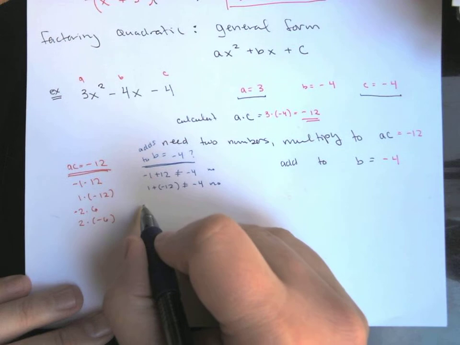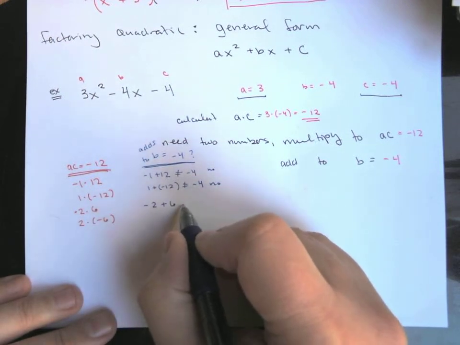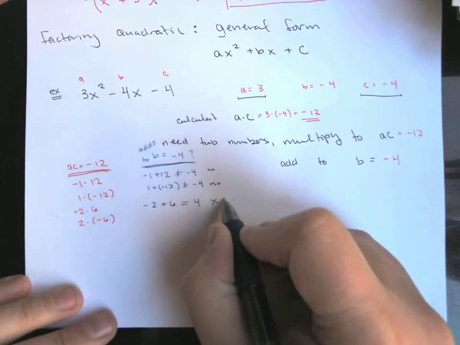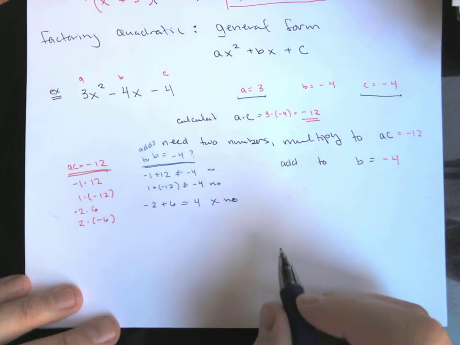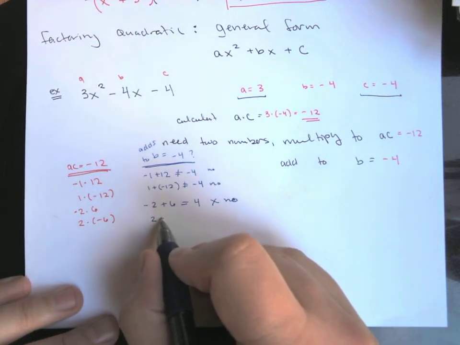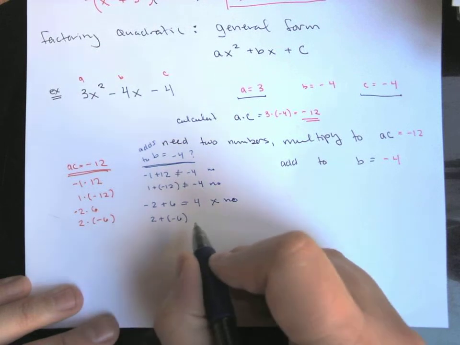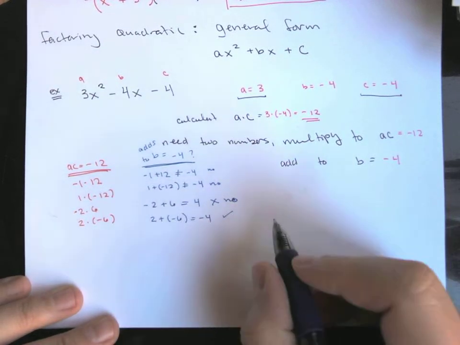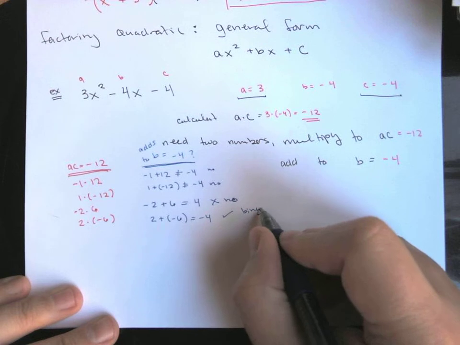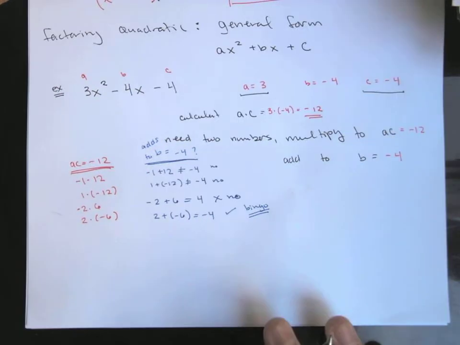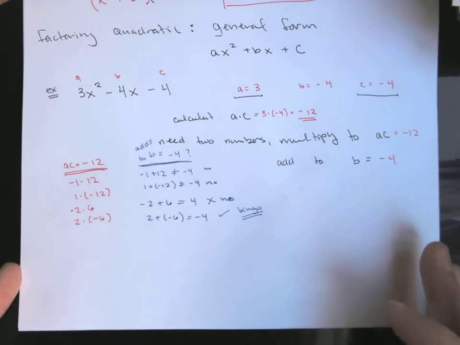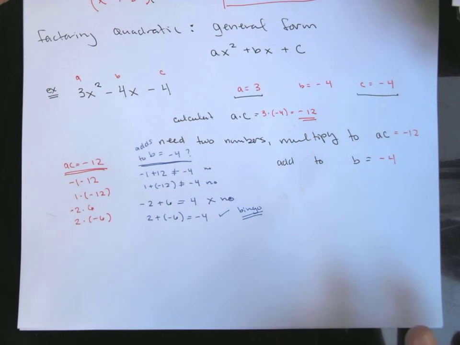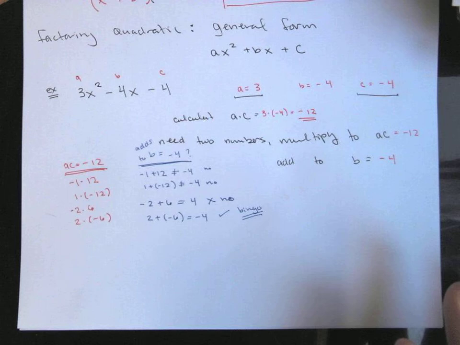Negative 2 and positive 6, that's in the ballpark, right? That would be positive 4. So it's the right number, but it's not the right sign. That fills me with hope that if I do positive 2 and negative 6, I'm going to hit negative 4, and that's a bingo. So once I hit a pair that works, I don't need to check for any other numbers. Once I know that I have a pair that works, I'm pretty much good to go. I'm going to use that to rewrite my middle term, and I don't need to check any other numbers.